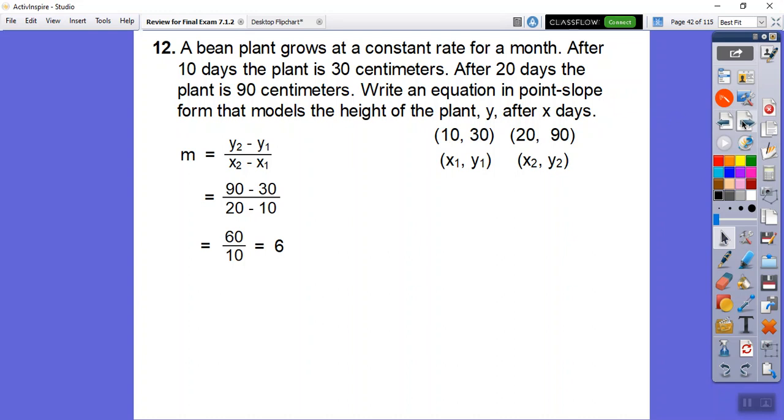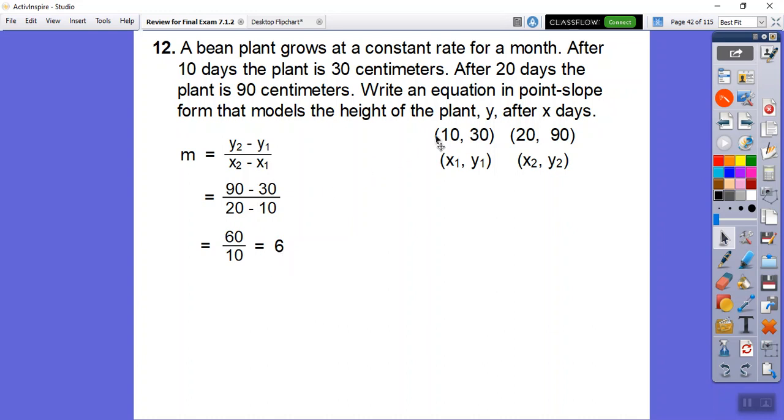Remember, it's all open notes on your finals, at least with our school. So write these formulas down, this slope formula. It's good to have in your notes right here. All right, anyways, 90 minus 30 is 60, and then 20 minus 10 is 10. 60 divided by 10 is 6.